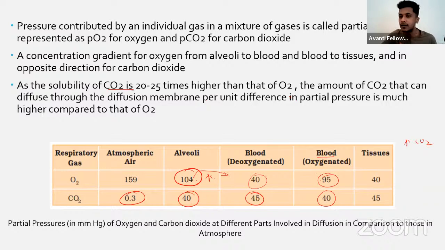So what does that define? The amount of carbon dioxide that diffuses through the diffusion membrane for every unit is higher compared to that of oxygen. That means carbon dioxide will get diffused faster compared to oxygen. Did you understand? So that is how partial pressure contributes to the exchange of gases.